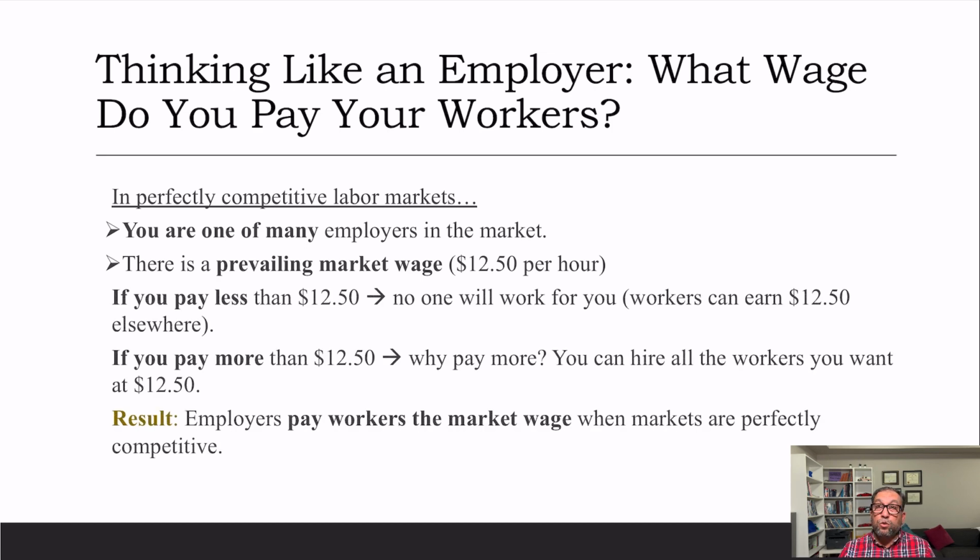So if you pay less than 12.5, no one will work for you. That's from this analysis of the demand and supply. Workers can earn 12.5 elsewhere. So if you pay more than that, why pay more? You can hire all the workers you want at 12.5. So there is no logic to pay more than the market price. And at the market price, you can get as much as you want. So employers pay workers the market wage when markets are perfectly competitive.